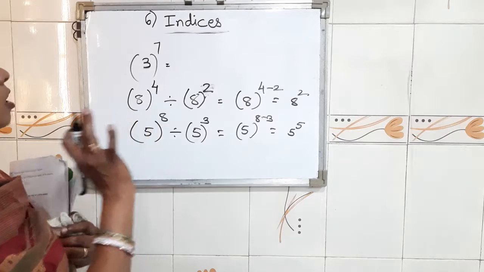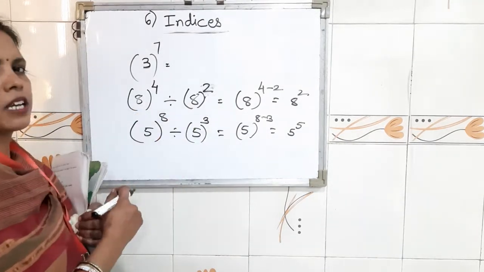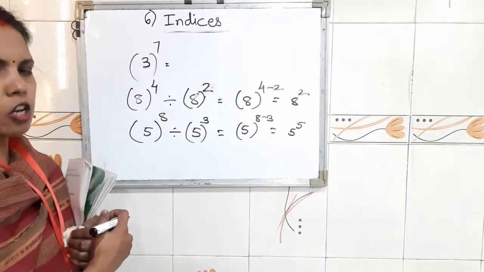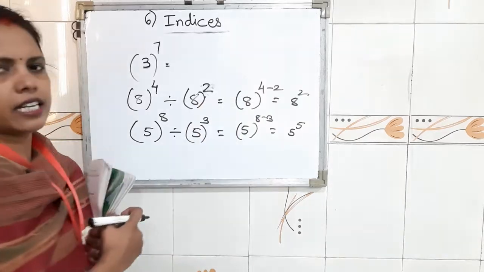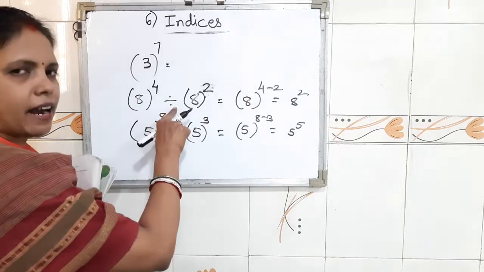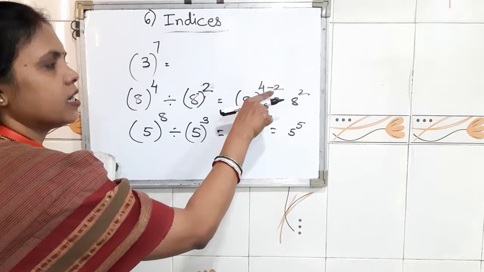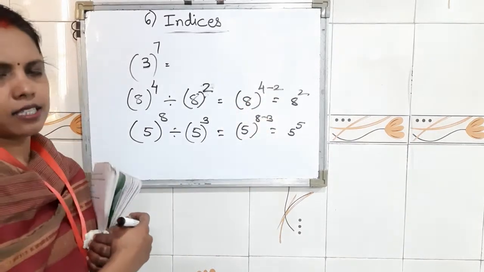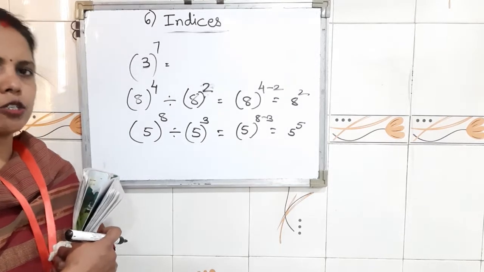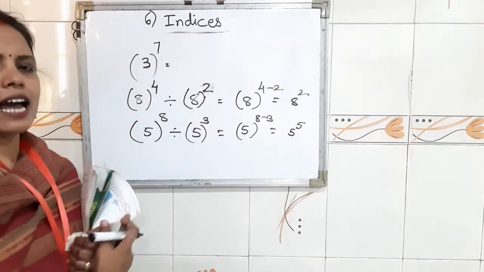So children, one point is there. Suppose the base is the same, the index is different, and in between the sign is multiplication: we add the index. Suppose the base is the same and in between the divide sign is there, and the index is also different: we subtract the index. I hope you all understood this point. This one we had studied in our last class.